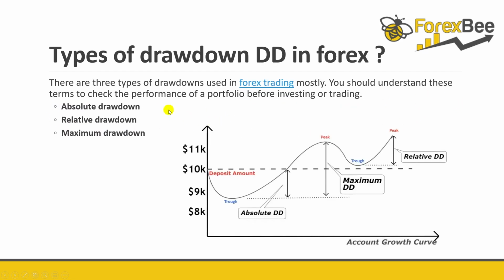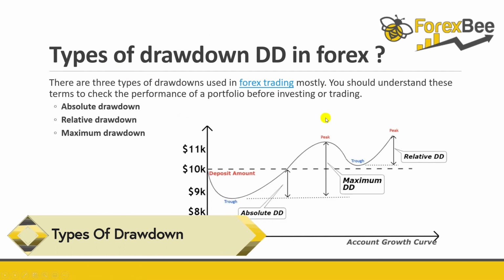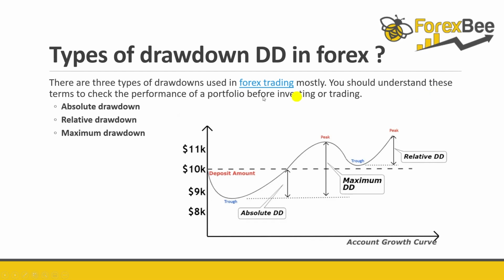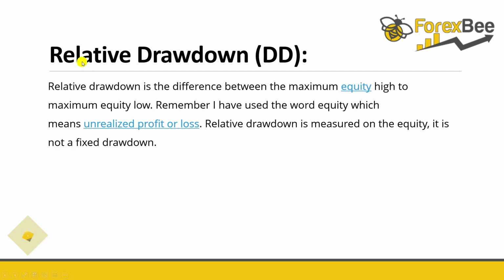So now let's talk about the types of drawdown. There are three types of drawdown, and you should understand these terms in order to check the performance of a portfolio before investment or trading. The first one is absolute drawdown, the second one is relative drawdown, and the third one is maximum drawdown. Here you can see that I have drawn an image of each of these drawdowns, and we're gonna go through a detailed discussion about each of them, and also talk about examples so that you can understand them. So first of all, let's talk about the relative drawdown.